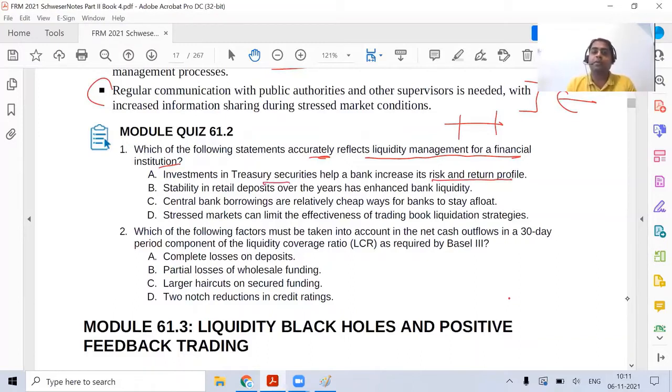Read all the options properly. Central bank borrowings are relatively cheap ways for banks to stay afloat. I want answers from you. Stability in retail deposits over the year has enhanced bank liquidity. Which of them is accurate related to liquidity management for financial institutions? I also want you guys to go and cross check the answer.